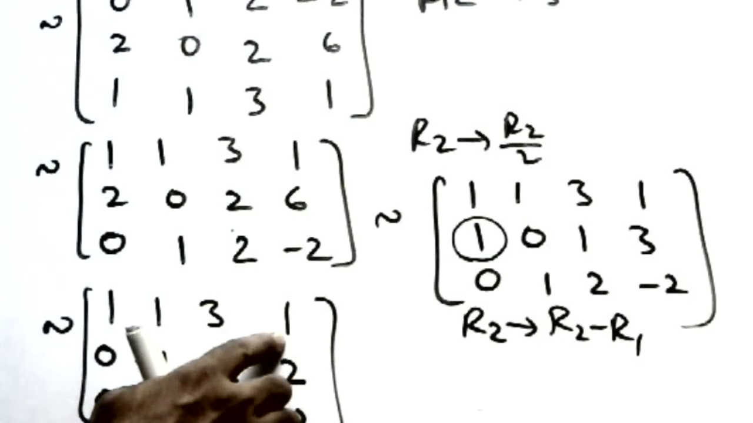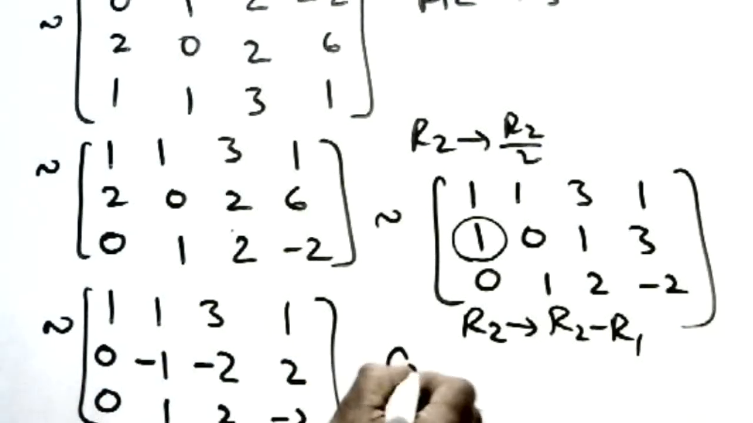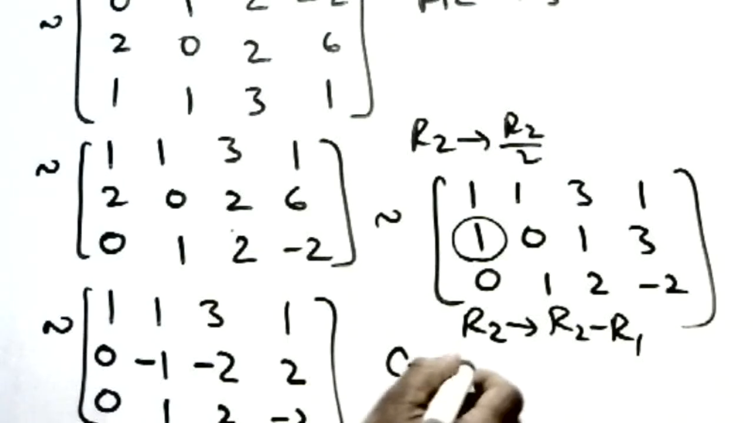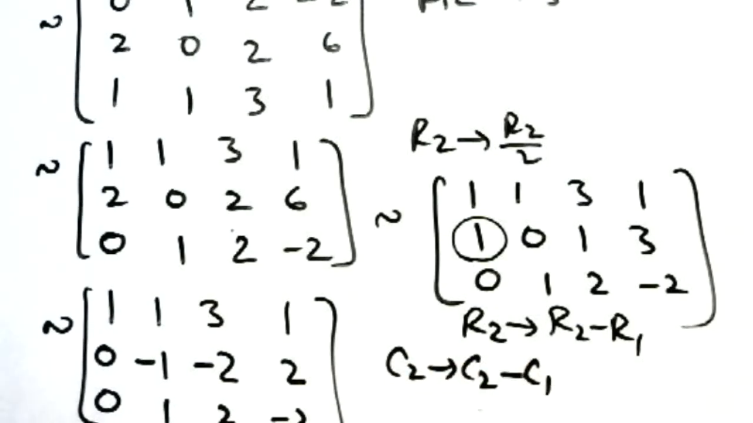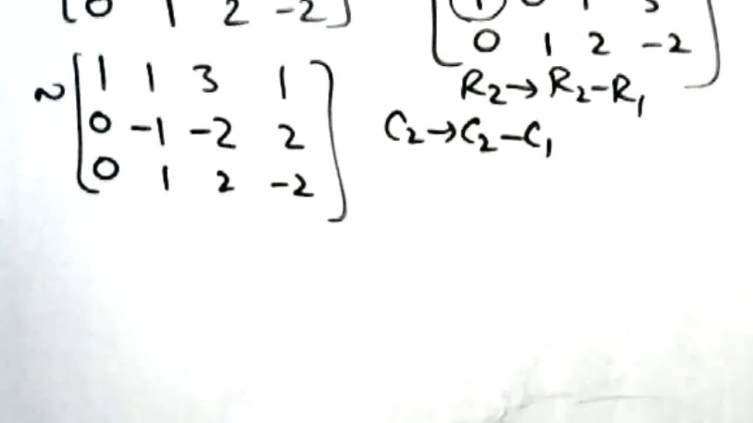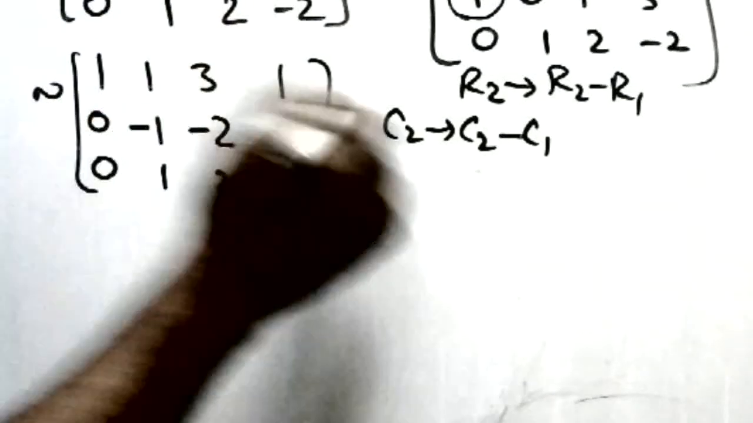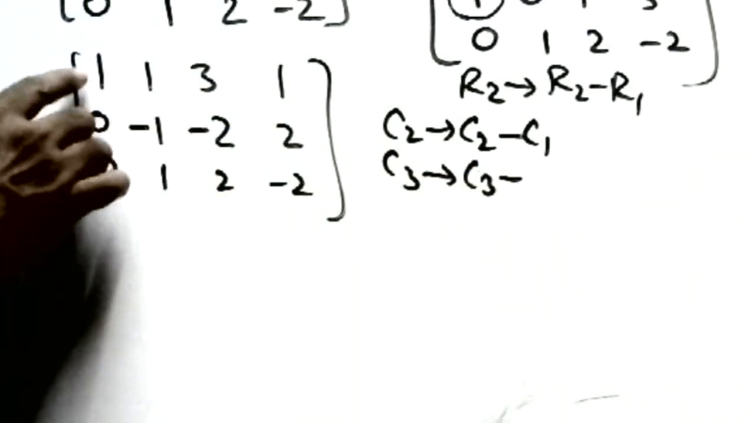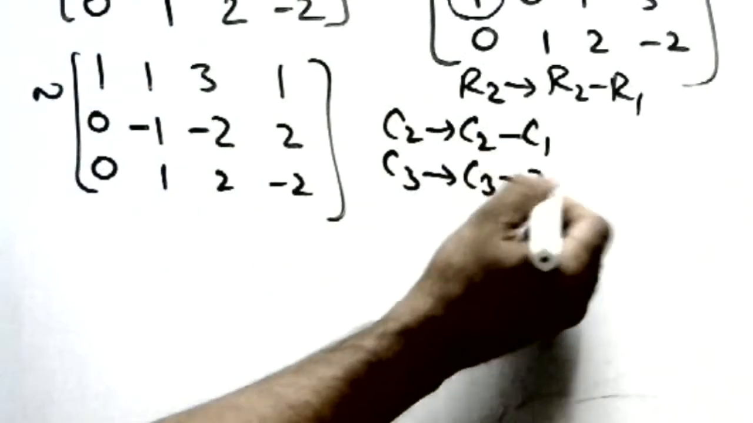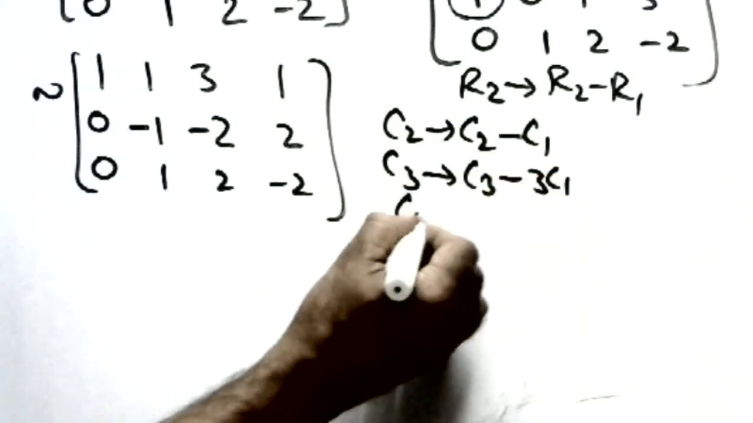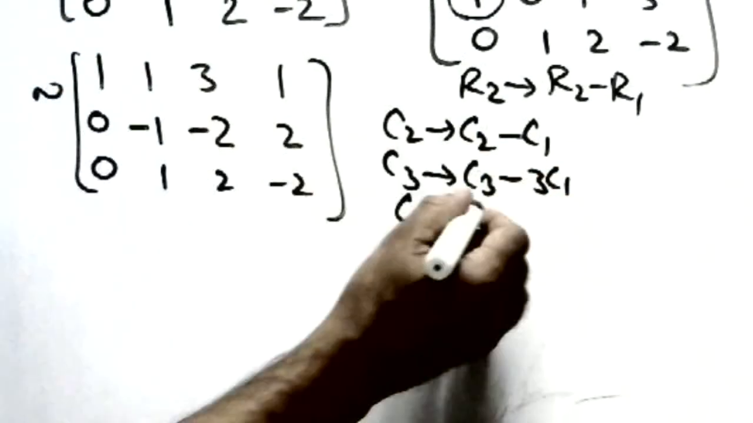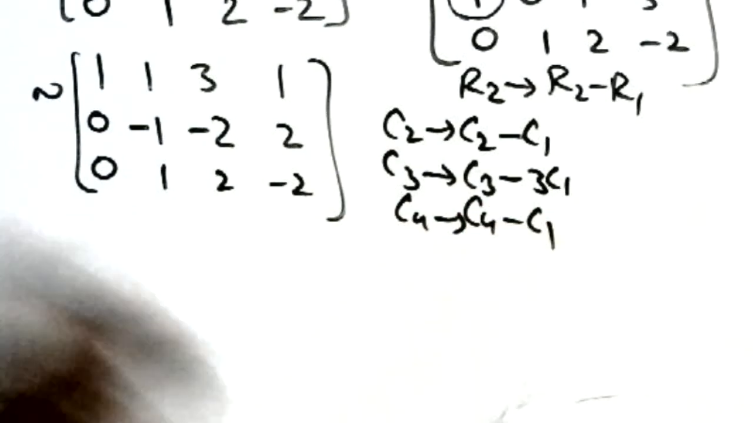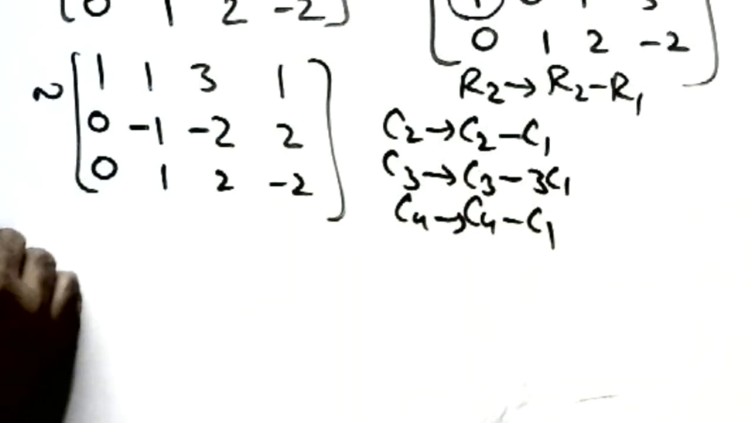Now next step, we have to make these three zeros using columns. So C2 implies C2 minus C1. Okay, next see here C3: C3 implies C3 minus 3C1, multiplying C1 with 3. Now C4 implies C4 minus C1, since 1 minus 1 is 0.